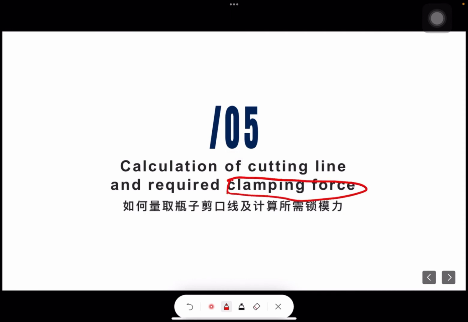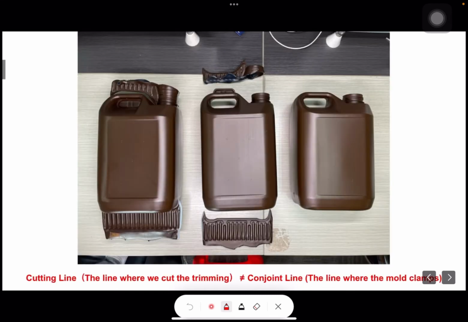Clamping force, one more important thing: the cutting line also. Remember, the cutting line means the line where we cut the trimming. It is not equal to the conjoint line where the mold comes. This is completely different. Let's check this picture first.